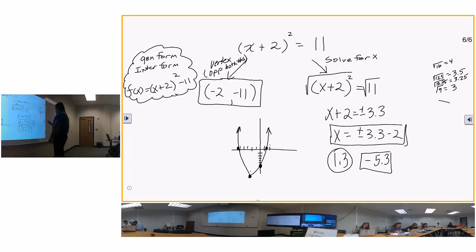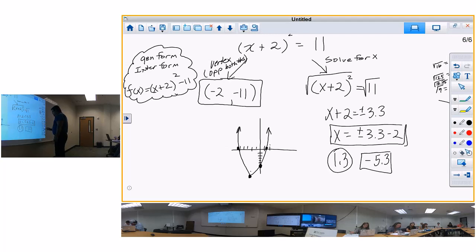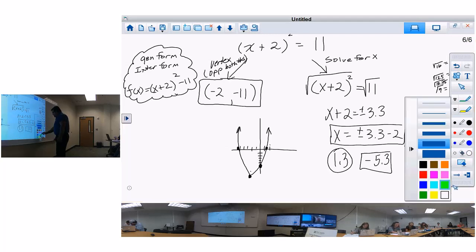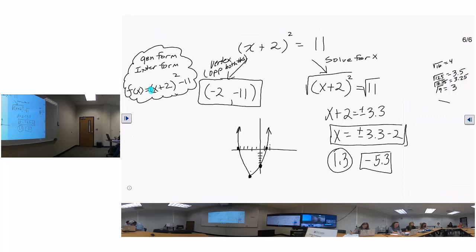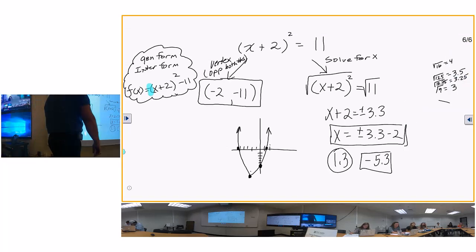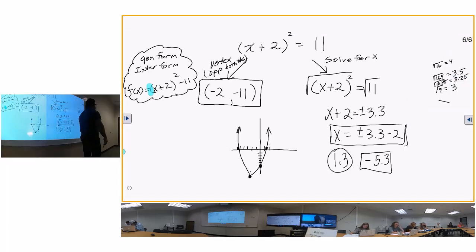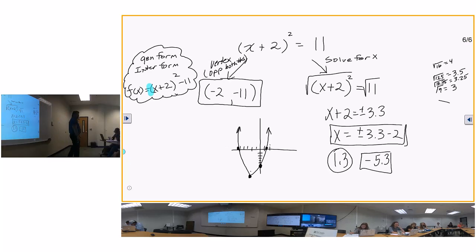Okay, what kind of parabola do we have? Let me go to A. What's that number in front of that parenthesis? It's a 1. So what does that mean? It's your basic model, the one we showed on a pair of graphs a while ago.